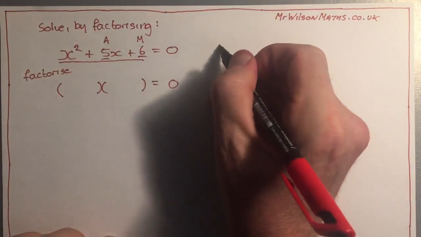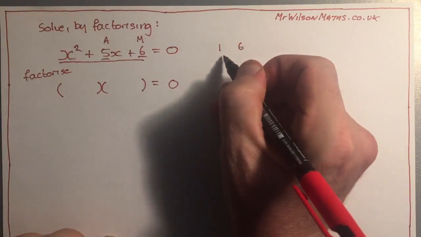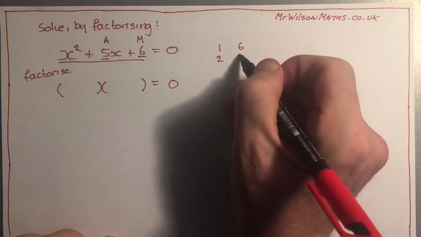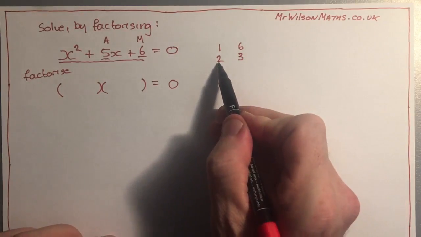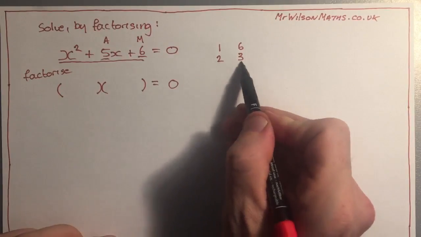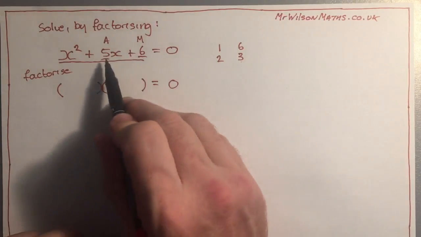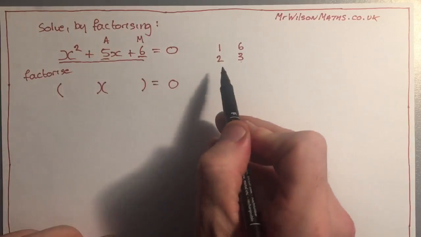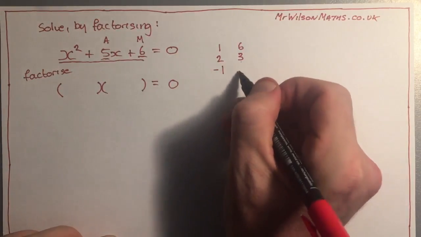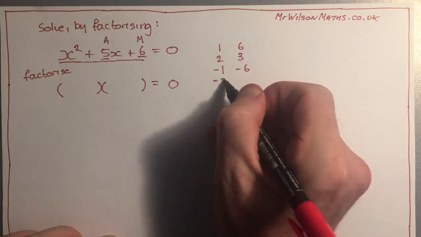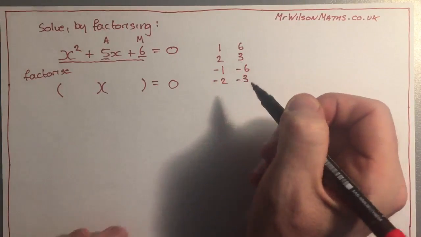Pop over here and just write down the factor pairs for the numbers which multiply to make 6. I'm going to stop there because I've already noticed that 2 and 3, a factor pair of 6, will add to 5. So I'm happy with that. I could have gone on and written some factors such as -1 and -6, -2 and -3, but we didn't need to.